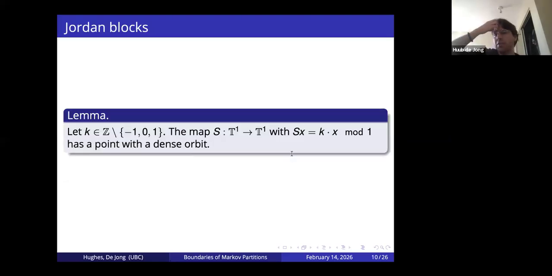In order to do this, we need to use a well-known lemma: if I have an integer k that's not -1, 0, or 1, then the k multiplication map on the torus, the one torus or the circle, has a point with a dense orbit, and therefore has a dense set of points with a dense orbit. This is easy to see. You take the base k expansion of your points in the torus, and then a clever choice of point will give you this.